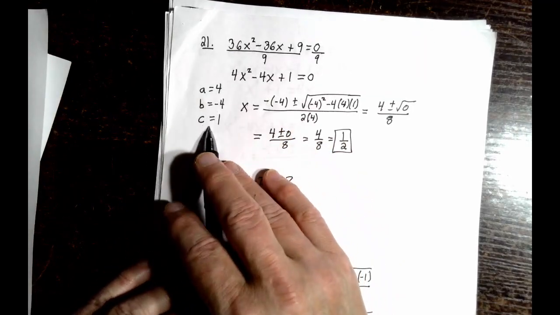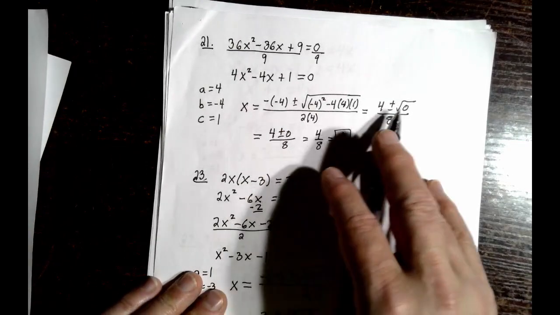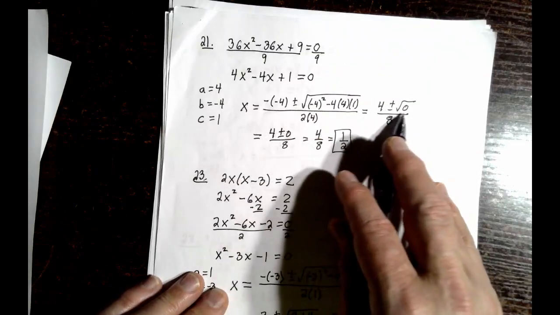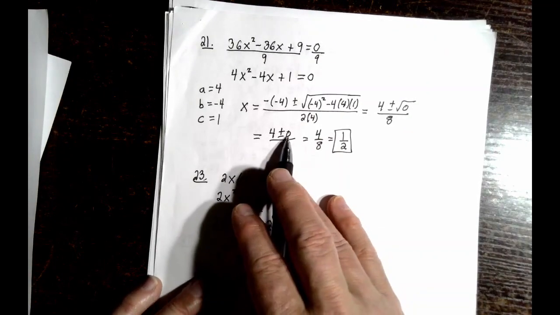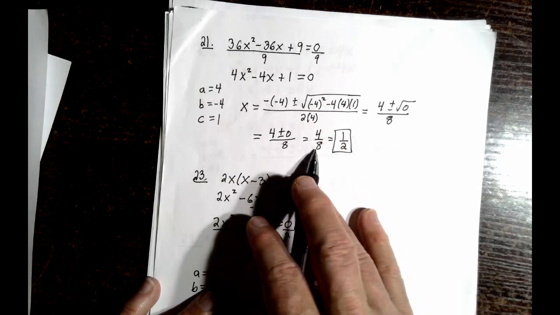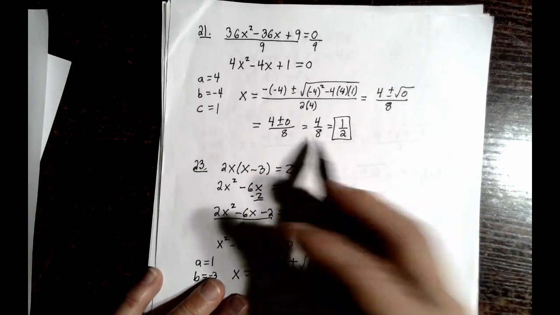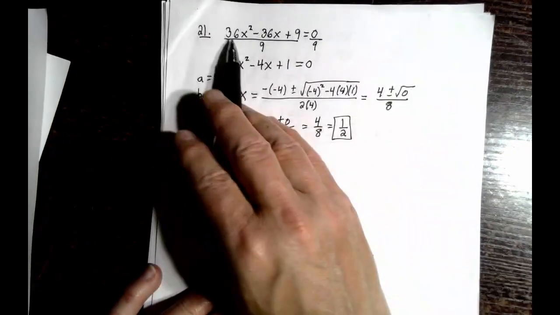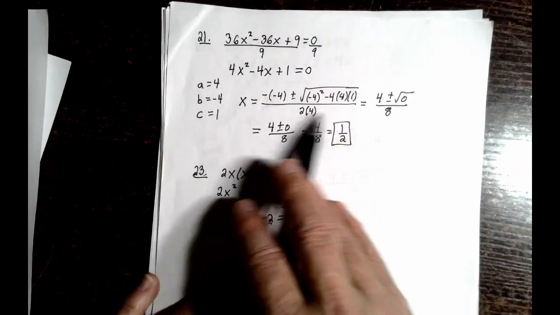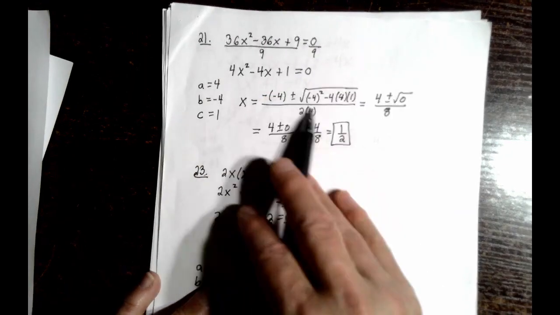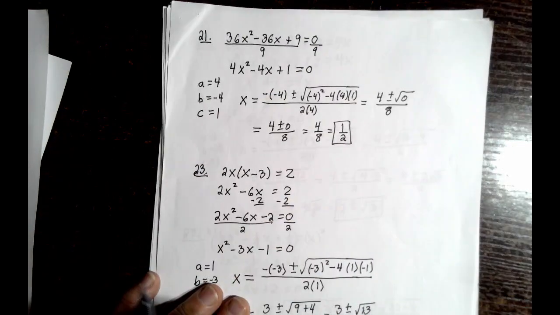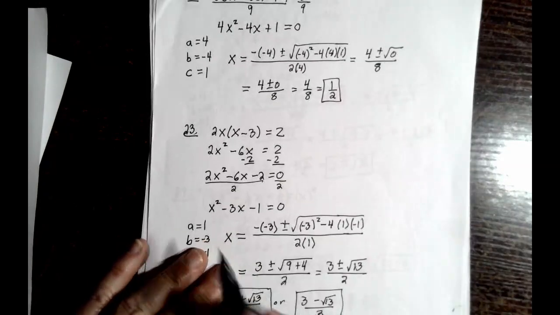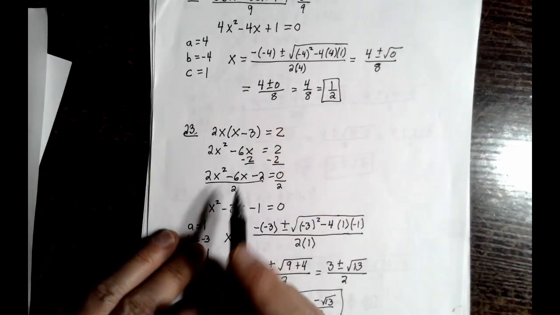So now you got nice whole numbers, and you plug them in, and you multiply it out, and you get the square root of 0, and square root of 0 is nothing, so you just get 4 on the top here. 4 over 8 is a half. Now if you didn't change it, and you used 36 minus 36 and 9, you'd still get the same answer. Your numbers would just be bigger, and it'd take a little bit longer to work it out, but you would still get the same answer, whether you divide it by 9 first or not.